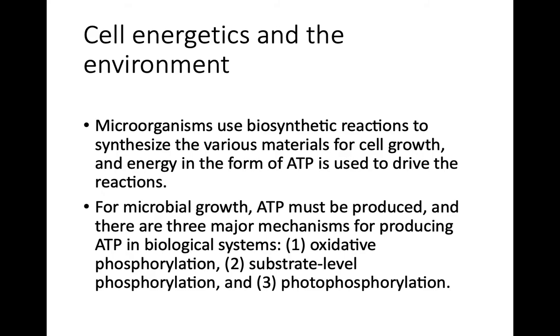So for microbial growth, ATP must be produced. And major mechanisms for producing ATP in biological systems include what we already know so far: oxidative phosphorylation, substrate level phosphorylation, and photophosphorylation. Probably you have encountered these terms in photosynthesis, in glycolysis, in the Krebs cycle, diba?